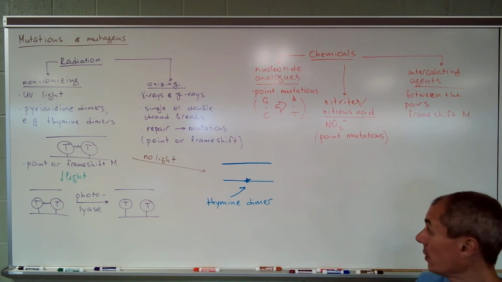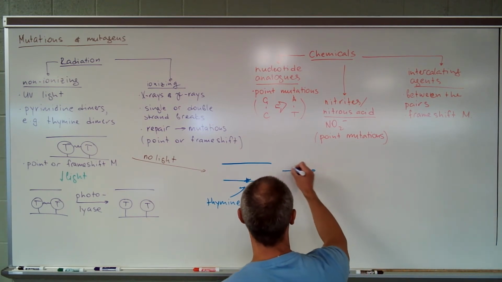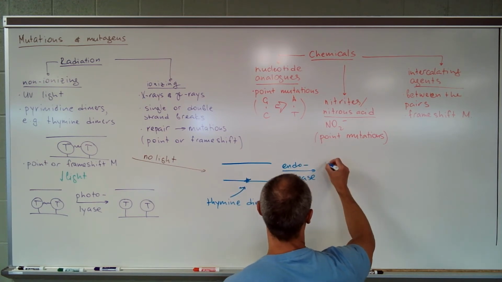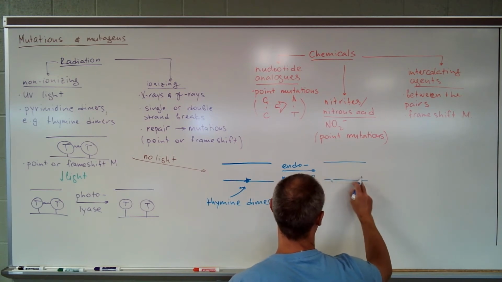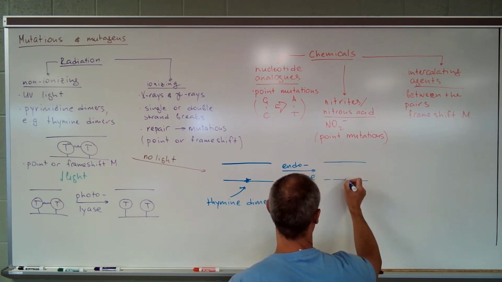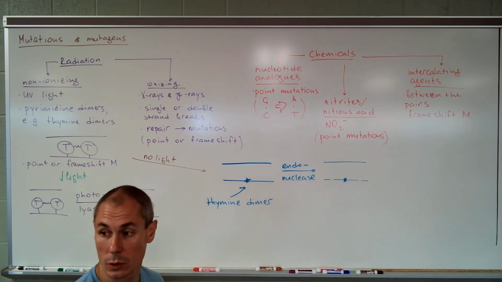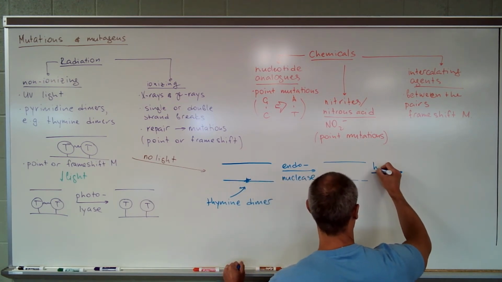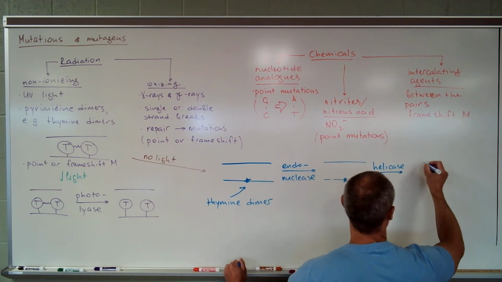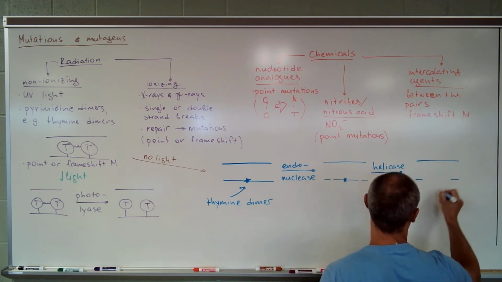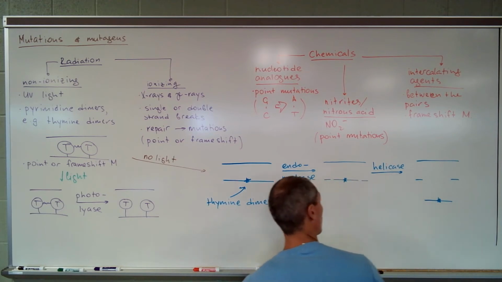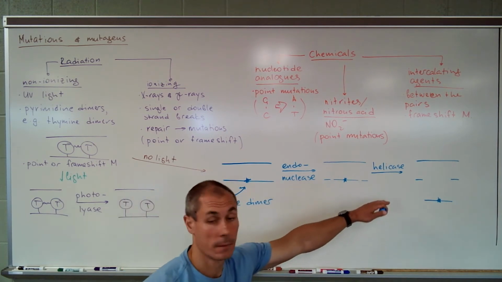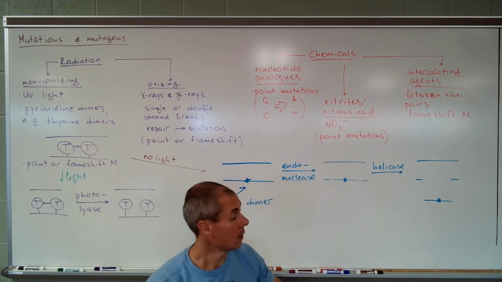So the first step that happens here is the enzyme called endonuclease introduces the breaks into the strand with the damage. Okay? After that, your old pal helicase moves the fragment with a mutant out. Okay? Does that make sense? Here, it just takes it out. Now you have a gap.